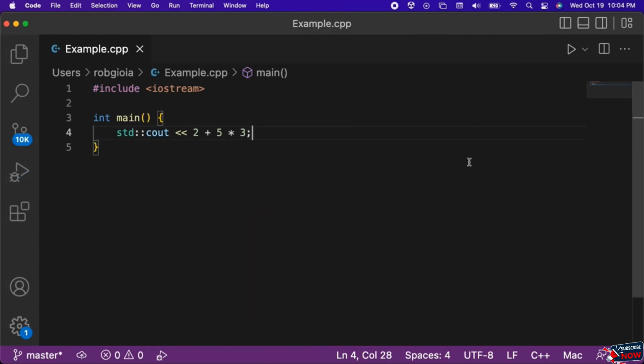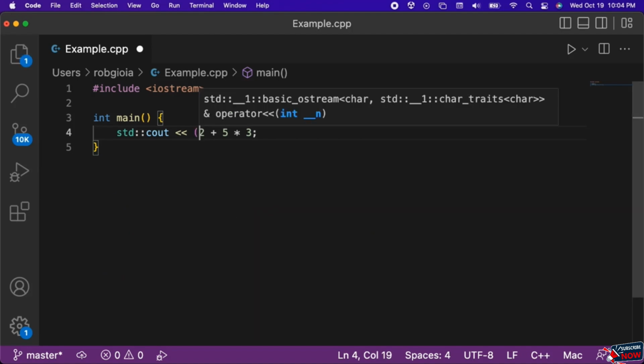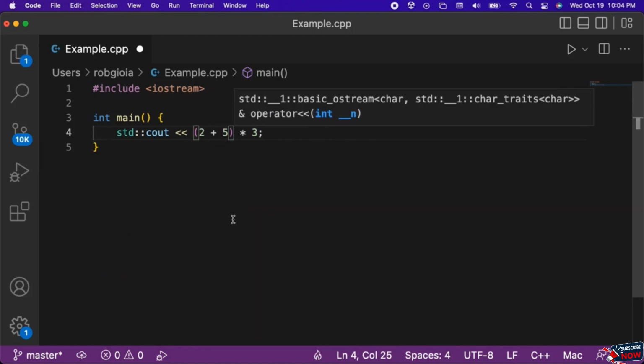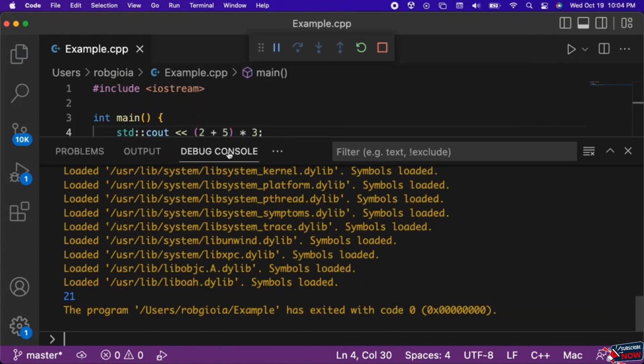If we want the addition to occur first, we can put the 2 plus 5 part inside of parentheses to force it to evaluate first. When we run the code, notice that we get 21 since 5 plus 2 is equal to 7, and then 7 times 3 is 21.